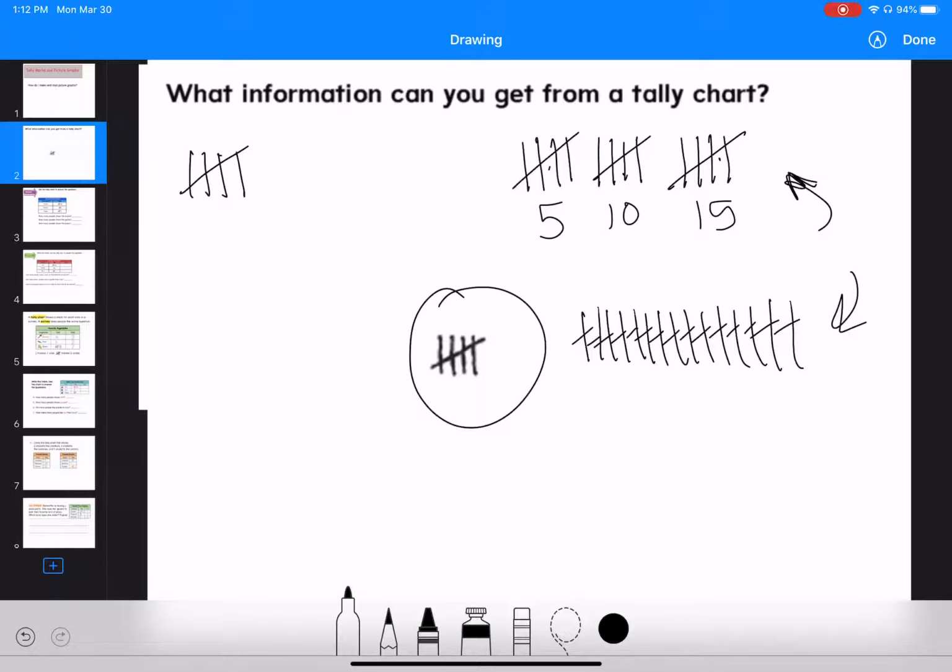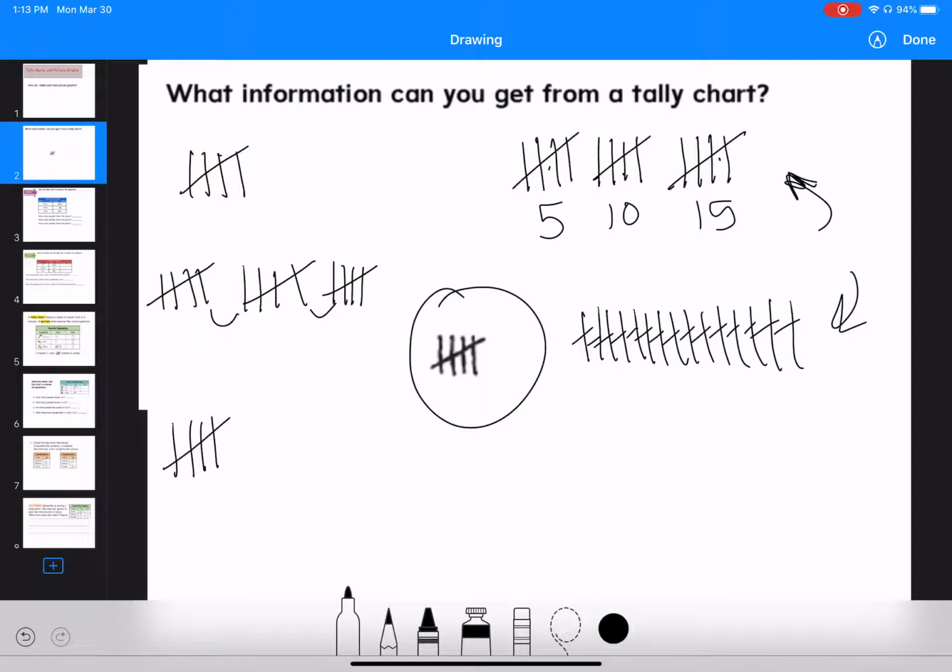Okay, now when you are collecting data for your graph, data is another word for information. So when you are collecting information and you're using your tally marks, make sure you leave a space in between the next group of 5. See how I left the space here? Doesn't have to be a real big space, but you don't want to put them too close together.